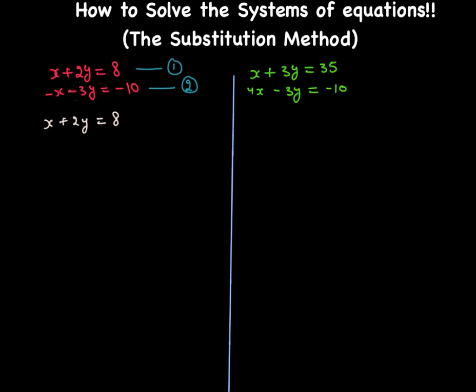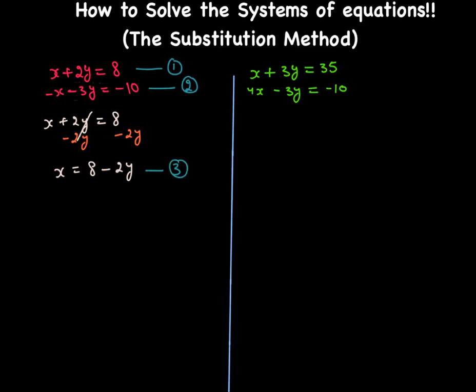If I subtract 2y, then I'm left with only x on the left hand side, but I need to do that on both sides. So 2y and -2y cancel out, giving me 0. I'm left with x is equal to 8 minus 2y, and let's say this is equation number 3.